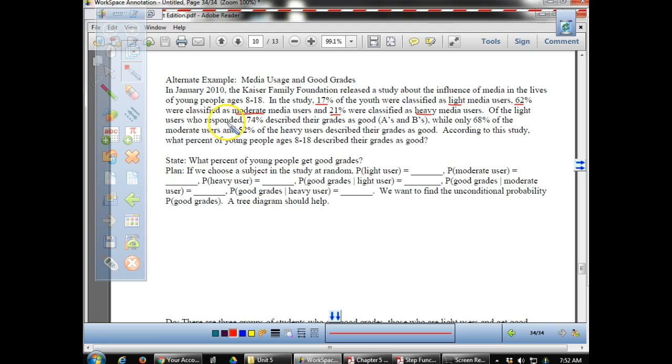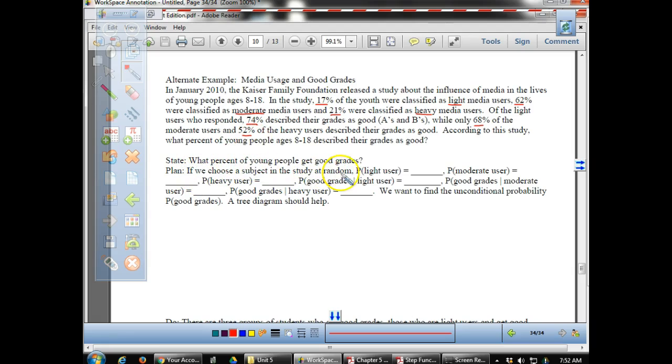Of the light users who responded, 74% described their grades as good. So that's a conditional probability. While only 68% of moderate users and 52% of heavy users describe their grades as good. According to this study, what percent of young people ages 8 to 18 describe their grades as good? Now, to answer this question, we have to figure out all three ways that people would describe their grades as good. So a tree diagram lends itself very nicely to this. So this will be our plan.